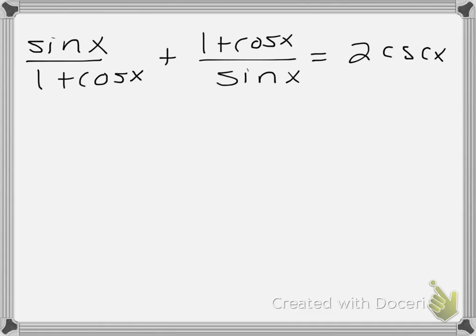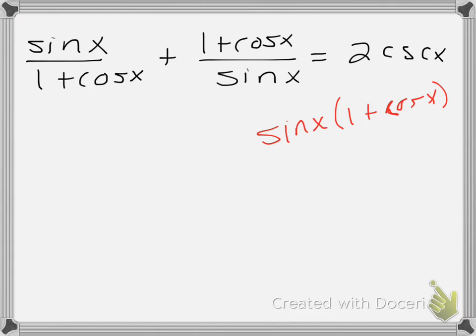Now I have two fractions on my left side. I'm going to pick that side because it's more complex. Usually it's easier to start with a more complex side because you have more to manipulate. I like it when I have a single fraction, so let me try to get these as a single fraction. So I'm going back to algebra. I need to find a common denominator. In this case, it's going to be sine of x times the quantity 1 plus cosine of x.